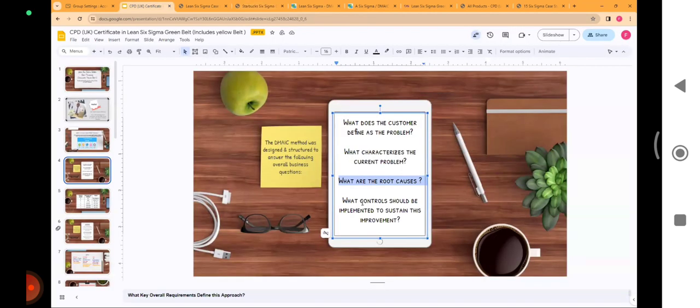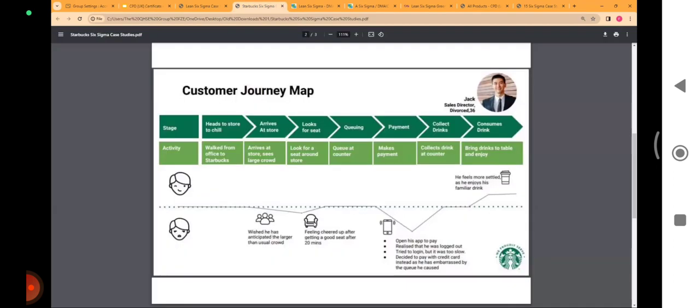And then we are also going to determine what controls should be implemented to sustain that improvement. That means we are going to find information and improvements so that we can move away from this defect, so that we can always make sure that we address the problem as an improvement. So that is, in a nutshell, what exactly you're going to do, and that is a brief description of how you can identify and address process inefficiencies.